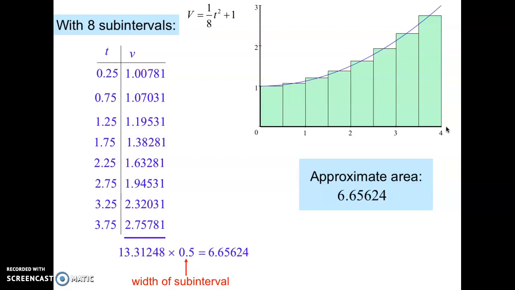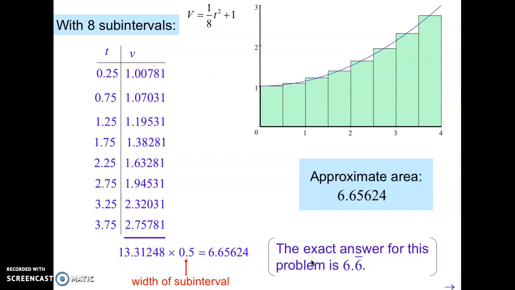So here's my approximate area. Notice we got a lot more accurate here because the empty spaces above and below are getting smaller and smaller. The more rectangles, the more accurate my estimate would be. The actual answer in this case, by the way, is 6.6 repeating, or 6 2/3. So we are darn close to the actual area underneath the curve by just drawing 8 rectangles.